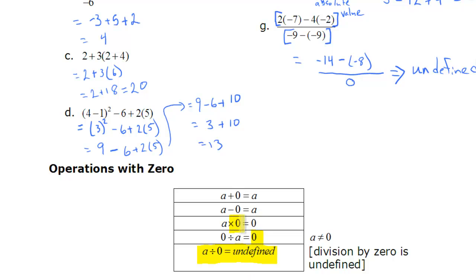Multiply by 0, answer 0. Subtract 0, well, a minus 0 doesn't change. And same thing if we add 0. It's unchanged. So adding and subtracting 0 doesn't change our number. Multiplying by 0 gives 0. Dividing into 0 gives 0. Dividing by 0 is undefined.